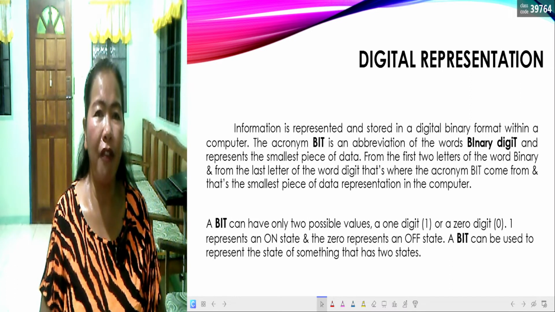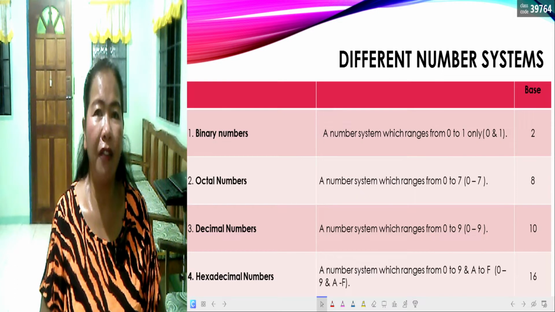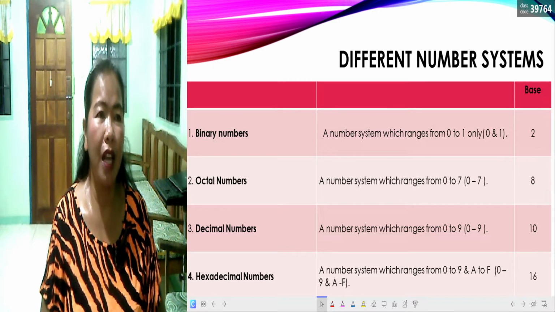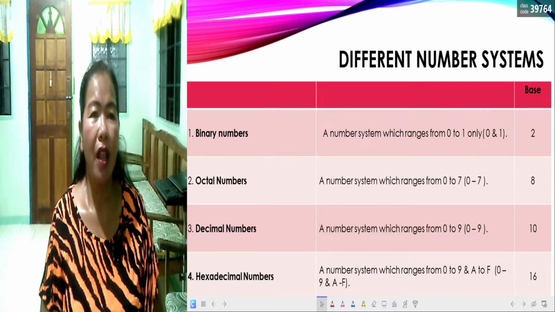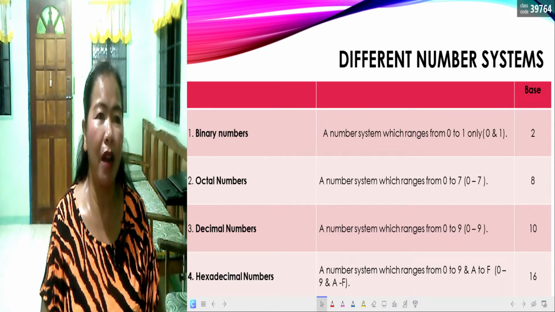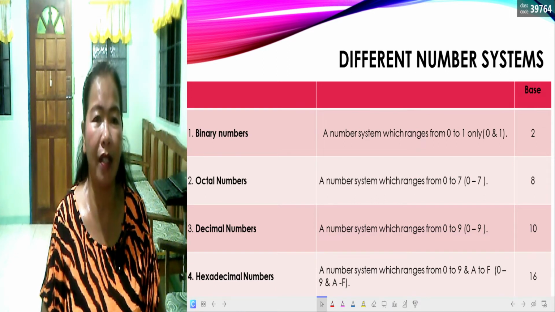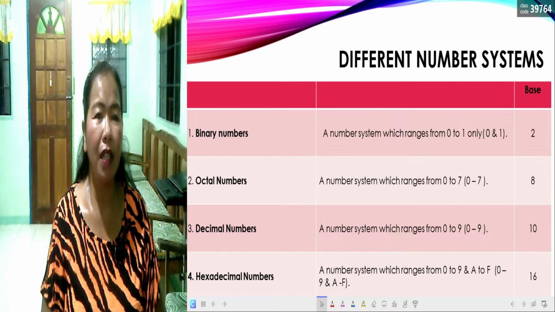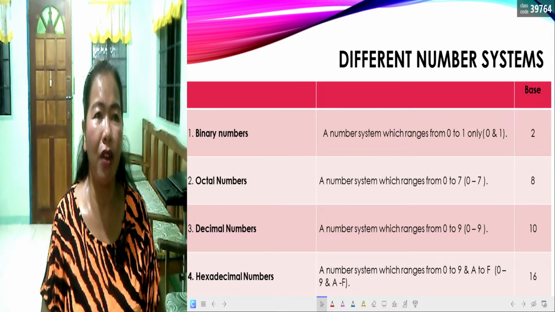So let us learn first the different number systems. Let us give focus on these four number systems, the binary, octal, decimal, and hexadecimal. Let us take into consideration first their definitions.